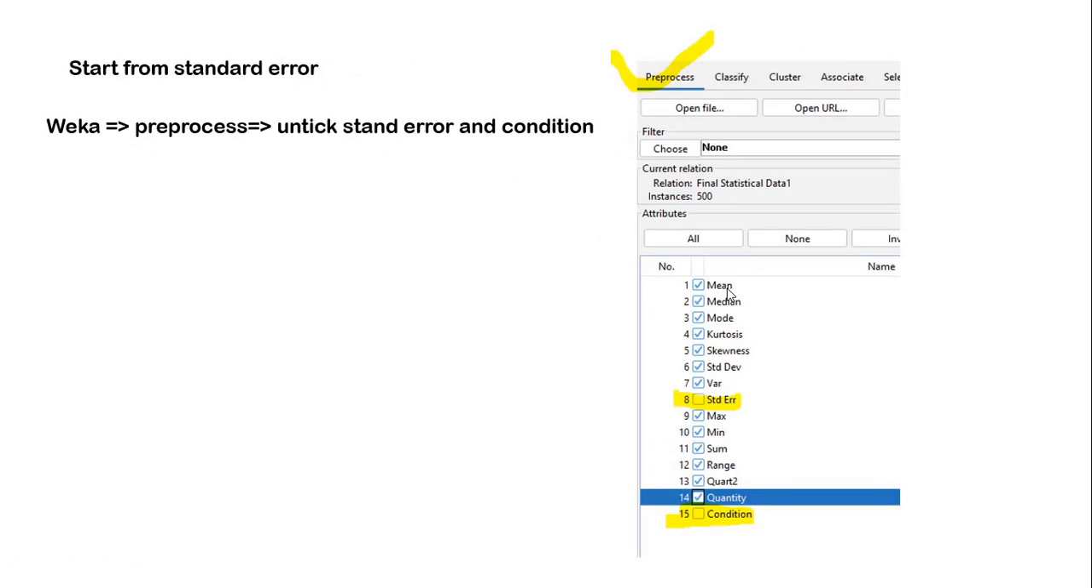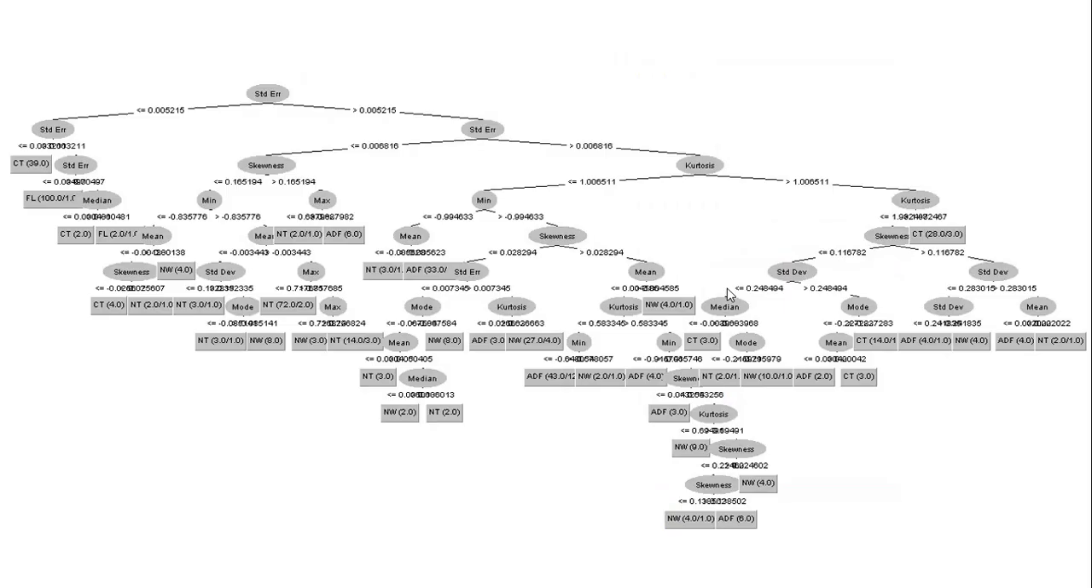For that we have to go again to the Weka software, and in Weka we have to find the tree. Now see, this is the decision tree. We have to plot the decision tree, and in the decision tree you have to count the number of nodes. See, this is standard error. Again, this is repeated. Then there is skewness, then kurtosis, maximum, minimum, kurtosis. Like this, we have to count: 1, 2, 3, 4, 5, 6.